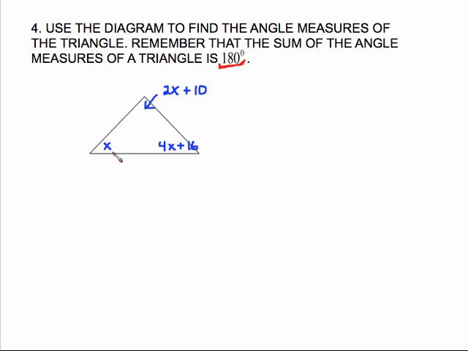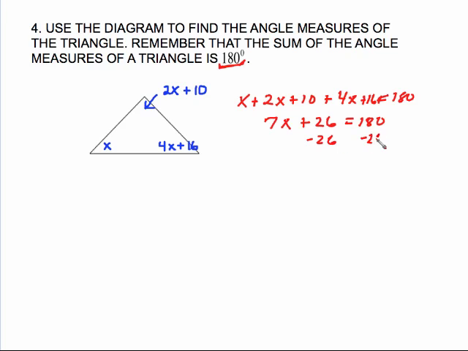So all we have to do is add these up and set it equal to 180. So x plus 2x plus 10 plus 4x plus 16 equals 180. So add this up is going to be 7x plus 26 equals 180. You have a basic 2-step equation to solve. Subtract 26 from both sides. Gives us 7x equals 154. Divide both sides by 7, and x is 22.